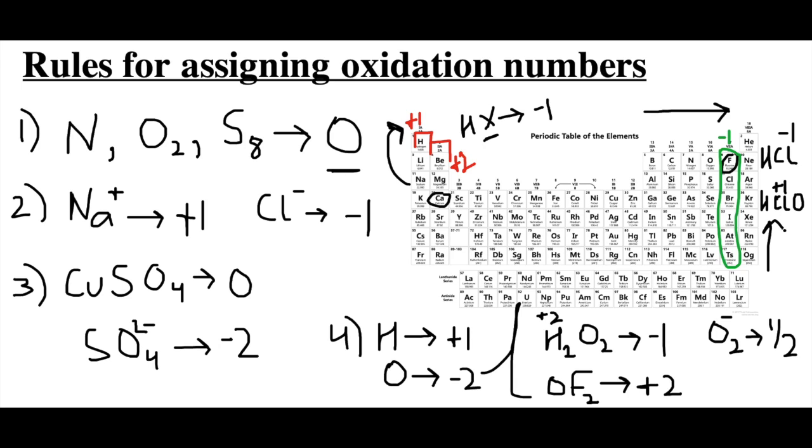Another rule that we may also remember is that aluminium's oxidation number is always +3. So this video is followed by other videos on how to calculate oxidation numbers and how to identify redox reactions.